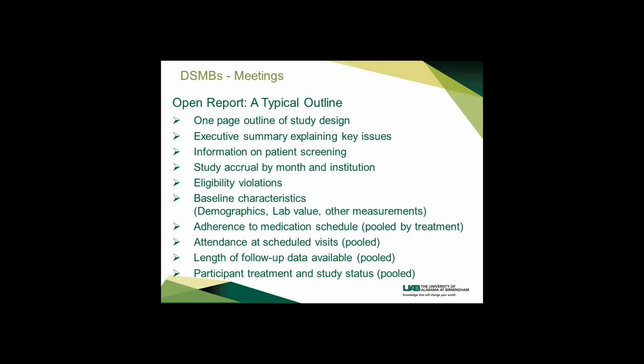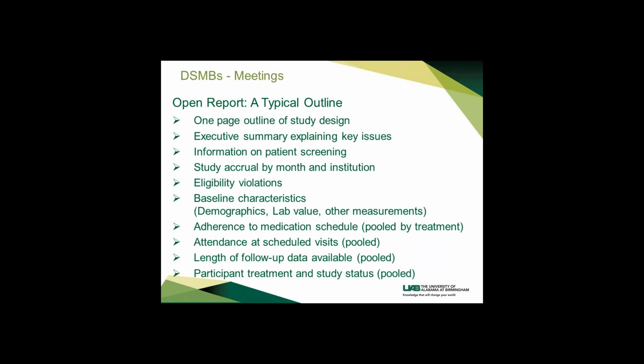How many screens did you do? How many failed? How many did you recruit from that? Then you might have study accrual. So you might have a figure showing study accrual over time, or you might have a table that shows it by site. You'll have eligibility violations. How many people did you enroll in the study that didn't actually have a lacunar stroke? Or, oh, you found out afterwards the person was 28, not 30. So how many eligibility violations?